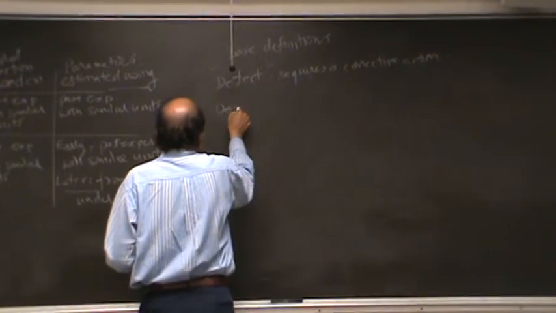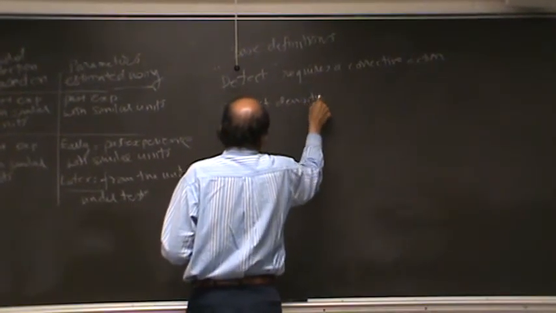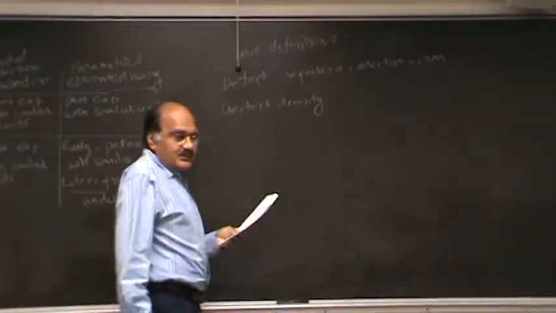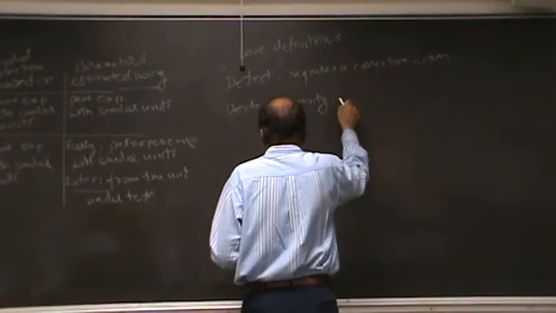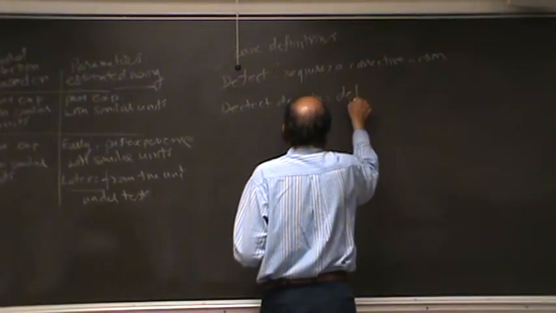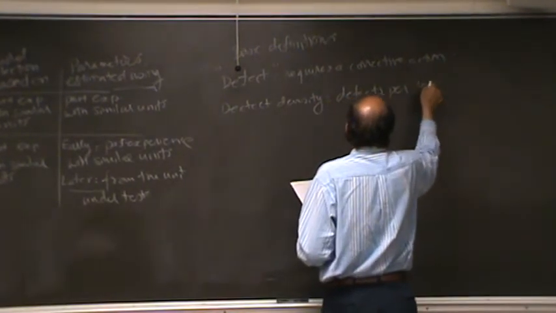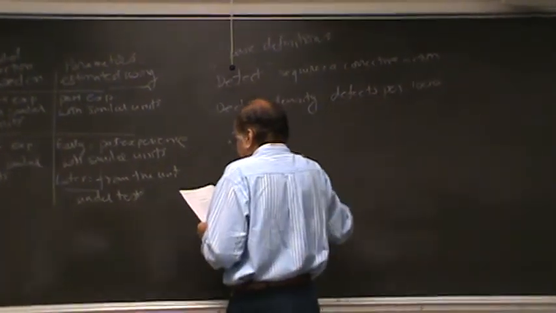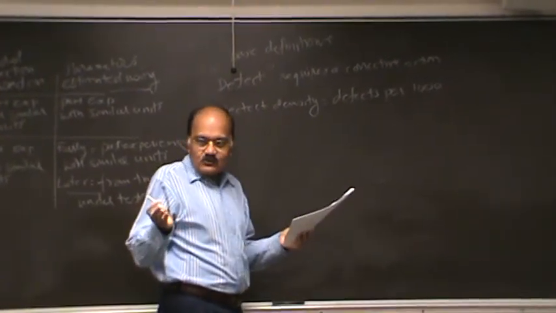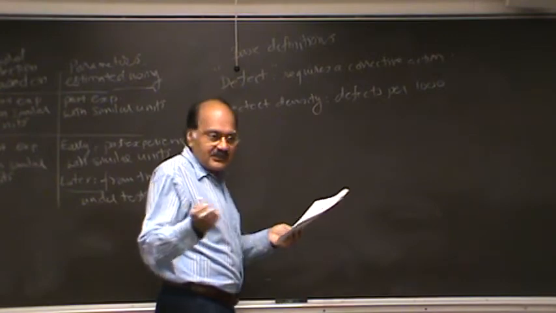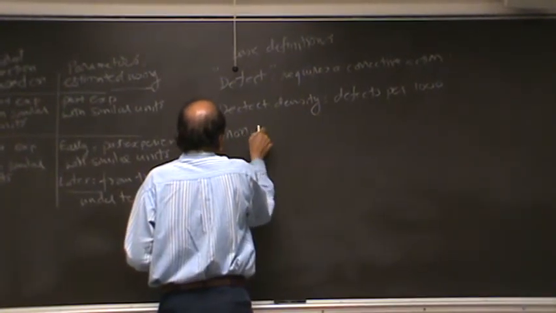There's a term defect density. Now, defect density is a normalized measure, and typically defect density is measured in terms of defects per 1,000 lines of code. And obviously, you don't want to count comments there, so let's exclude comments, non-comment.